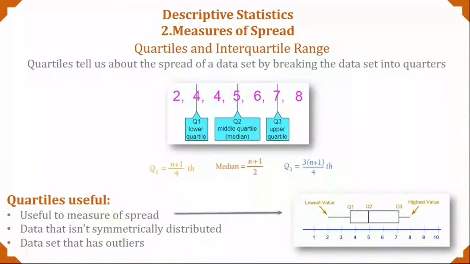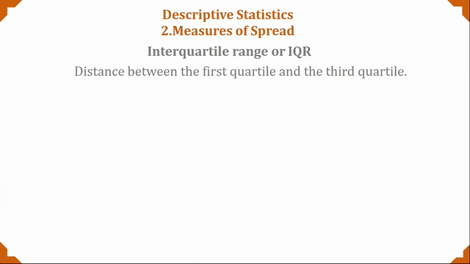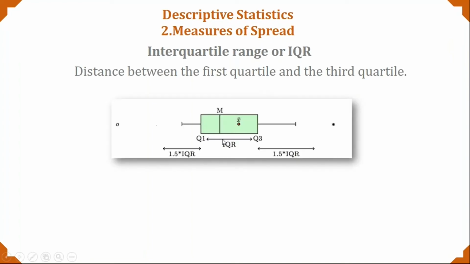So we are done with the quartiles part. Let's get into the interquartile range. There are so many quartiles and interquartiles, I hate this stuff. So the distance between the first and the third quartile is called the interquartile range. As said, it is from Q1 to Q3. So this is my interquartile range.